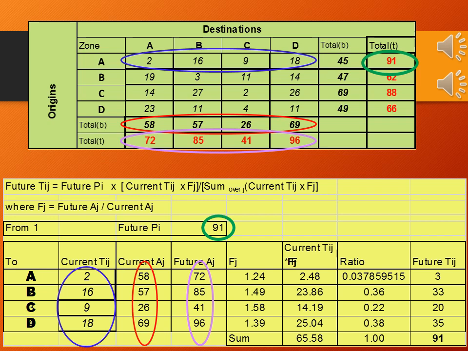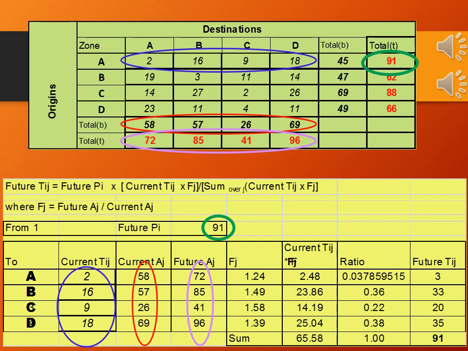So your base totals are 58, 57, 26 and 69, which you now line up vertically, and your future base totals, which are 72, 85, 41, 96, you line that up vertically. And effectively you take this relationship, which is a multiplication relationship, and you say that future.